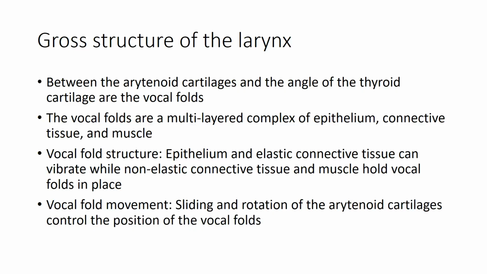Between the arytenoid cartilages and the angle of the thyroid cartilage are the vocal folds. The vocal folds are a multi-layered complex of epithelium, connective tissue, and muscle. The epithelium and elastic connective tissues within the vocal folds can vibrate. There's non-elastic connective tissue and muscle that hold the vocal folds in place for that vibration. Vocal fold movement is achieved by sliding and rotating the arytenoid cartilages.